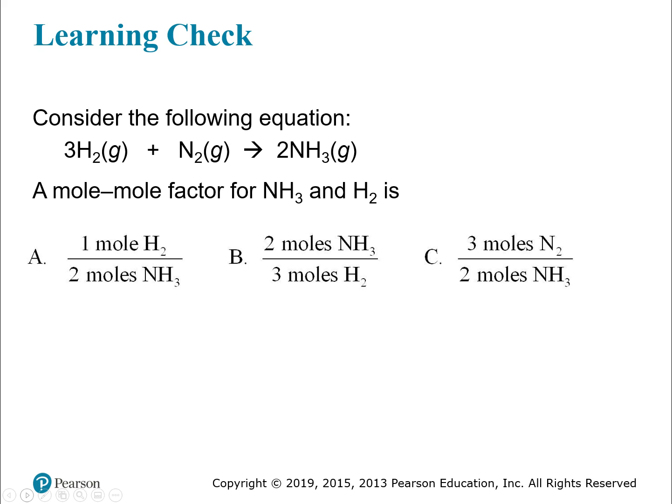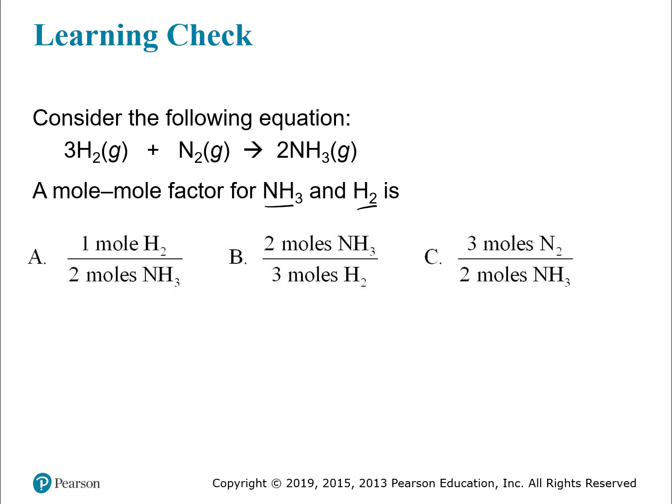Before we do math, I want to make sure that you can actually write the mole-mole factors. So take a second, pause this, and figure out which one, A, B, or C, could be a mole-mole factor to relate ammonia, which is NH3, and hydrogen gas. So please pause it, give this one a shot, and then look for the answer.